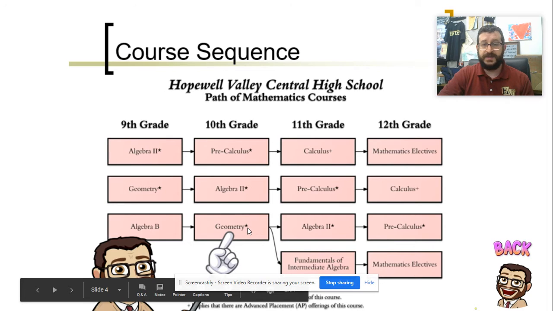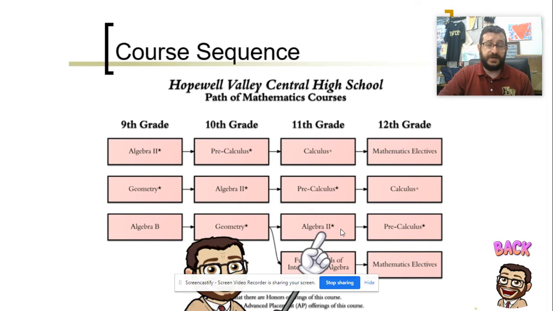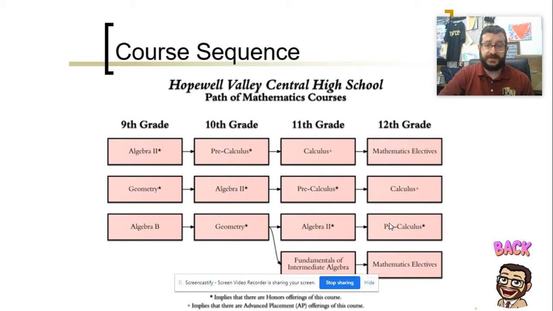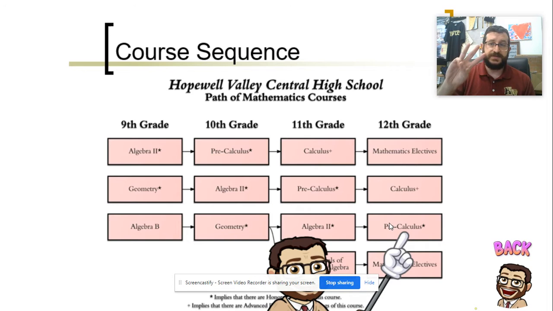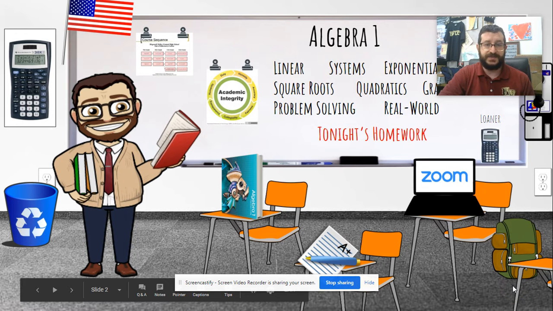The asterisk there means that there's an honors course available for students if they have and maintain a high enough grade point average. Then junior year, they get to do Algebra 2, which means senior year, they move on to pre-calculus. Students need 3 years of math as a requirement for graduation. I encourage all students to take 4 years of math because math is critical and important.